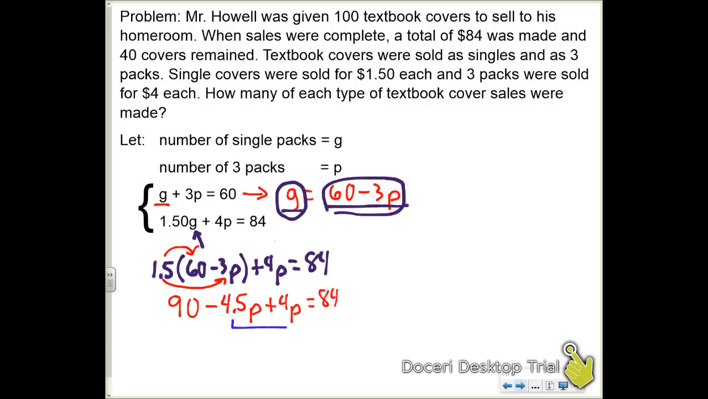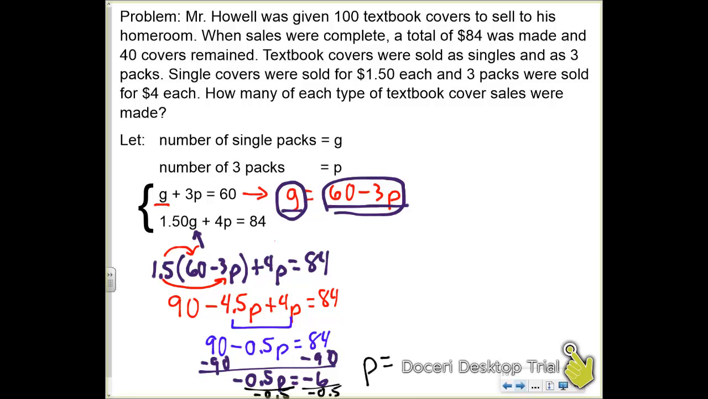Now I want to combine my like terms here, so bring down the 90. So 90 equals, or 90, when I combine my like terms, I get negative 4.5 plus 4. That's going to leave me with a negative 0.5p equal to 84. Then I want to subtract 90 from both sides. So minus 90 minus 90. And we end up with negative 0.5p is equal to, now when I subtract 90 here, I get a negative 6. Now in order to get rid of my negative 0.5p, I have to divide both sides by negative 0.5. So when I divide by negative 0.5, divide by negative 0.5, I'll have p equal to 12.